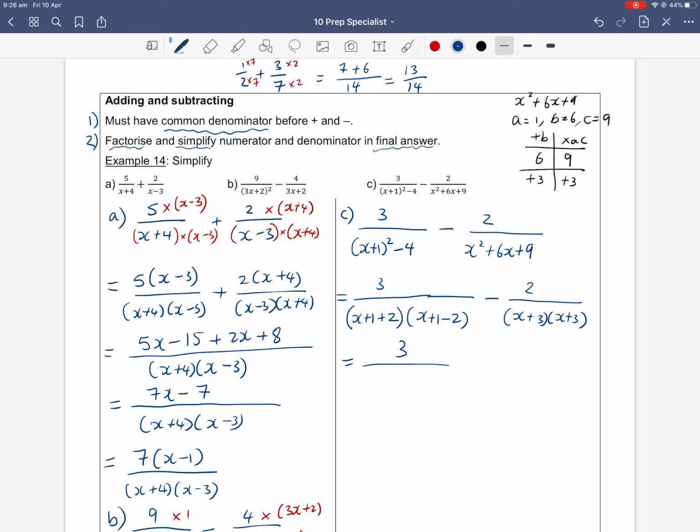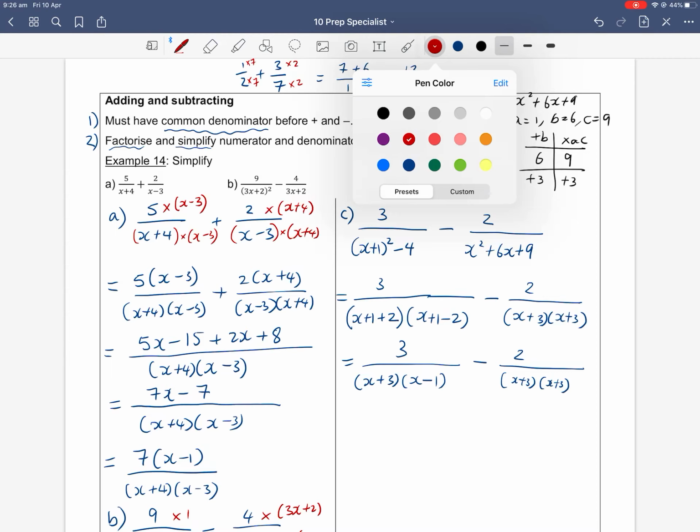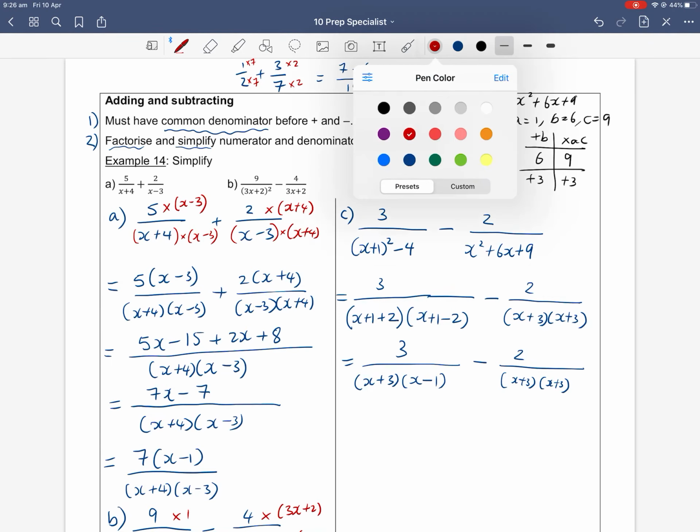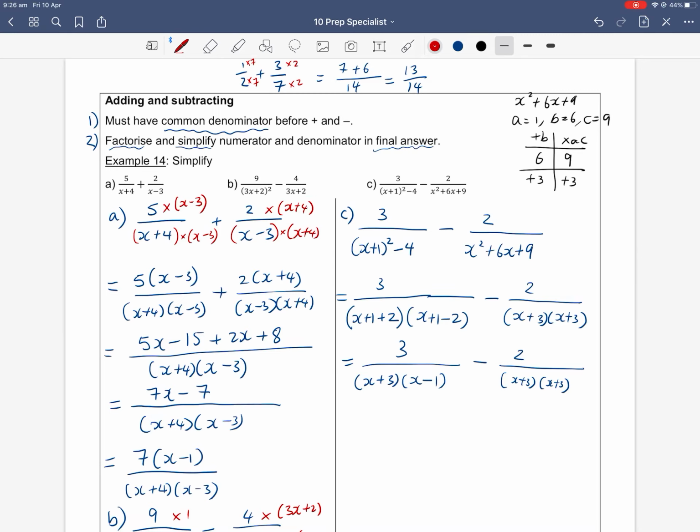So let's simplify the denominator of the first fraction. So we have x plus 3, x minus 1, minus 2 over x plus 3 times x plus 3. Now let's multiply by common factors to get the same denominator. So on the right hand fraction, we have x plus 3 times x plus 3. So what is the first fraction denominator missing? Well, it's missing one lot of the x plus 3's. So I'm going to multiply top and bottom by what I am missing, which is one lot of the x plus 3's.